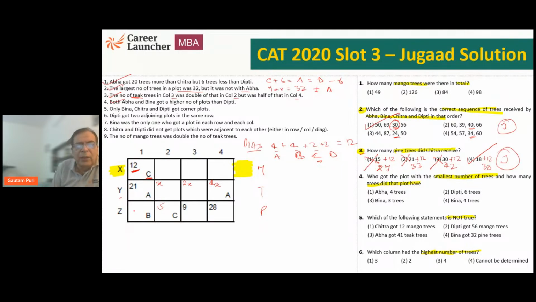Okay, so I know Chitra has got 30 trees out here. Sorry, Chitra has got 18 trees. 18, this one. Secondly, I also know the total number of trees is 205. A would get 50 trees based on choice 1. B would get 69 trees. C would get 30 trees. And D would get 56 trees.